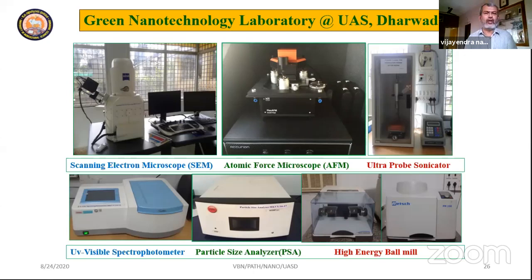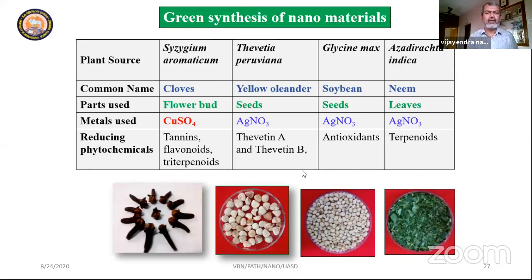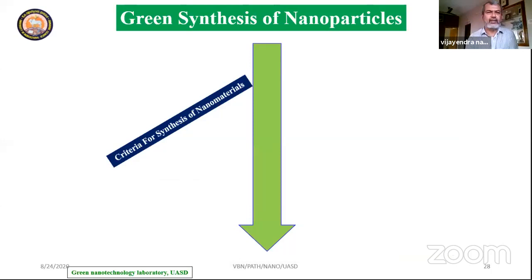So among all these things, we have used different plant materials. See now, in case of clove, we use the flower bud. In case of thevetia, we use the seeds. In soybean also, we use the seeds. And in case of neem, we have used the leaves. So these have their own characteristics. We used these plant materials first. We started with copper and silver. Then we entered into the other group of things. So it is very simple and equally well patient-friendly in requirement.